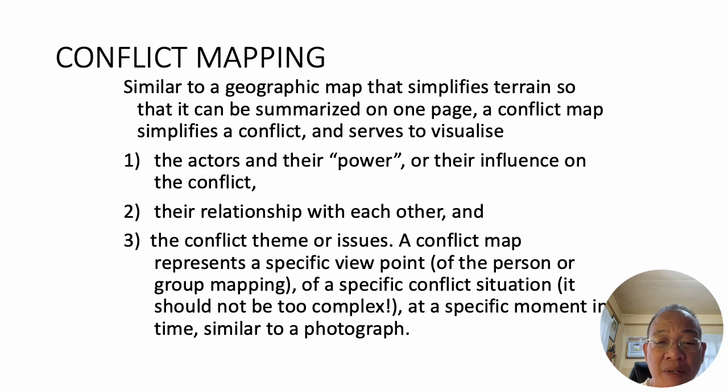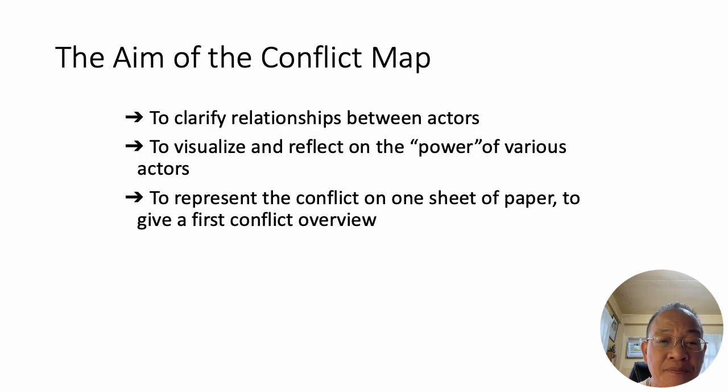And then a conflict map represents a specific view of the person or group mapping of a specific conflict situation. It should not be too complex and at a specific moment in time, similar to a photograph. So the aim of this tool is, one, to clarify the relationship between actors, to visualize and reflect on the power of the various actors, and to represent the conflict on one sheet of paper to give the first conflict overview. So napaka-importante po nitong mga factors na ito na malaman natin.